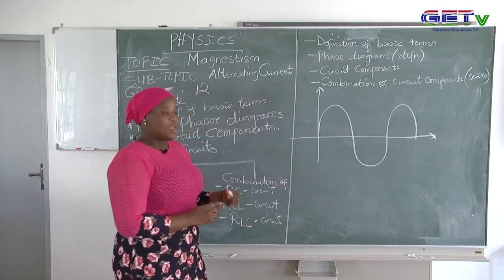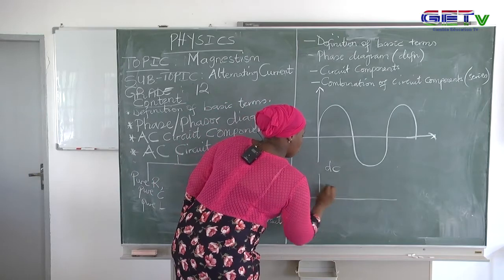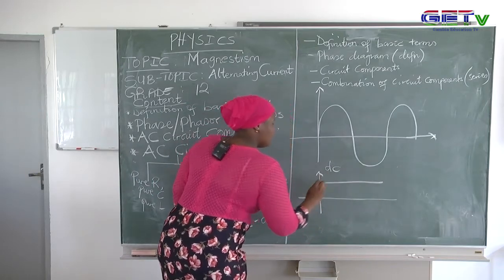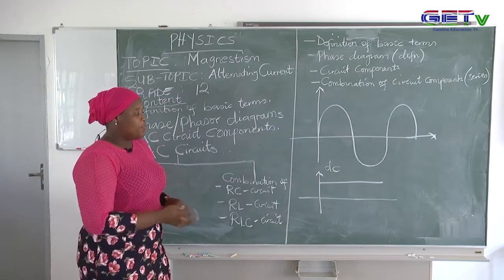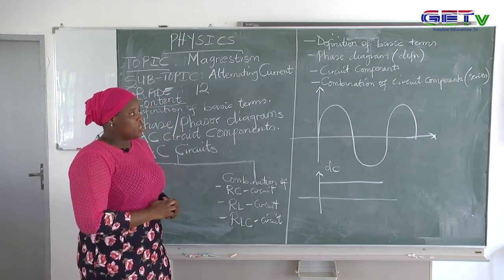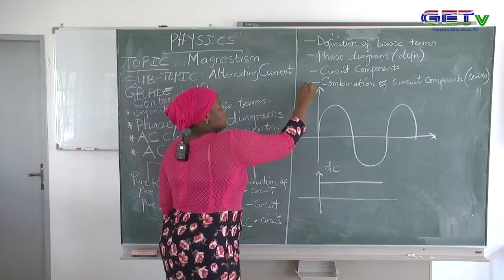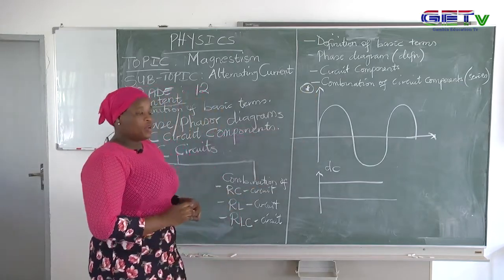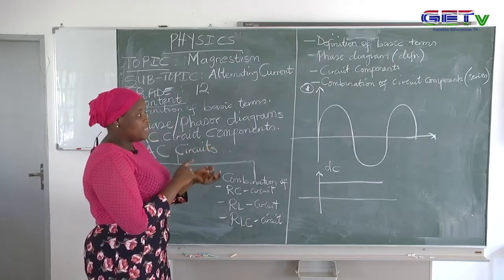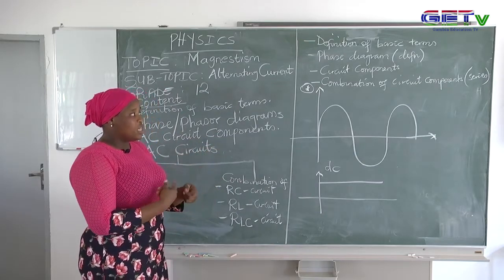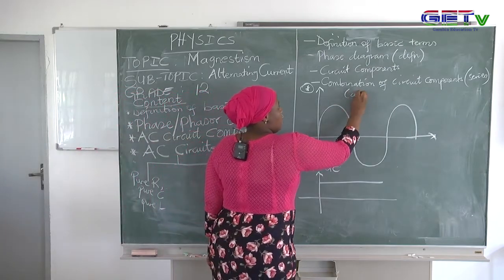This is different from direct current, in which the current will always be constant, or the voltage will always be constant regardless of the time or the period you've undergone. Understood? Now, the reason why AC voltages or generators alternate is because the current is being produced by a generator which normally rotates at a constant frequency, which we call omega.